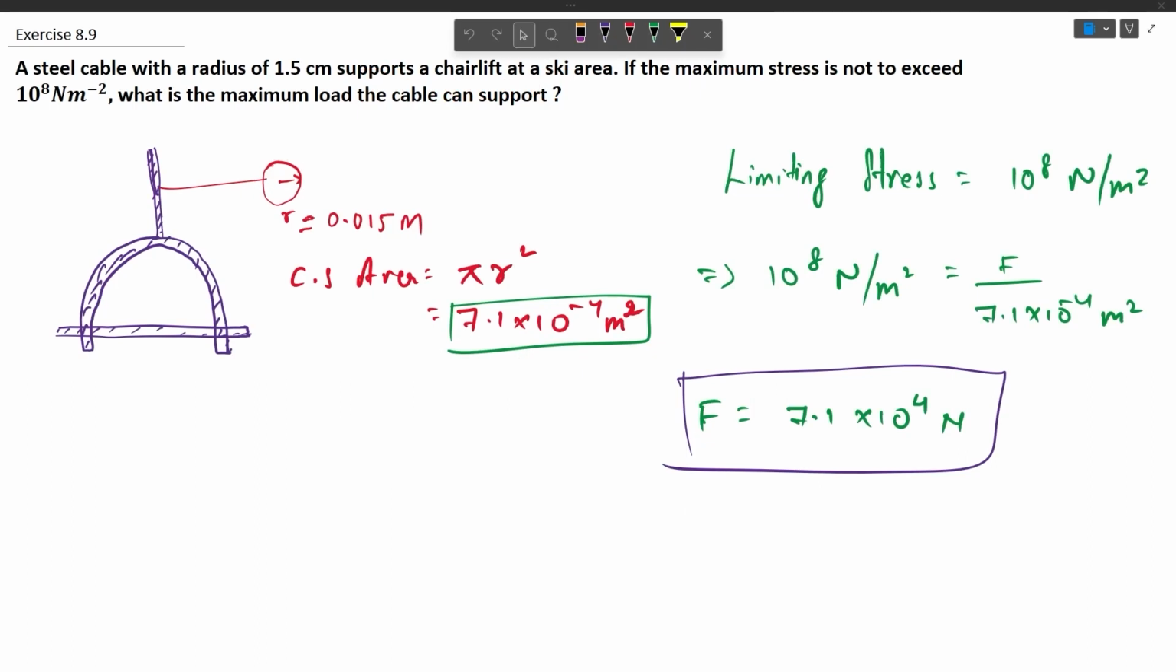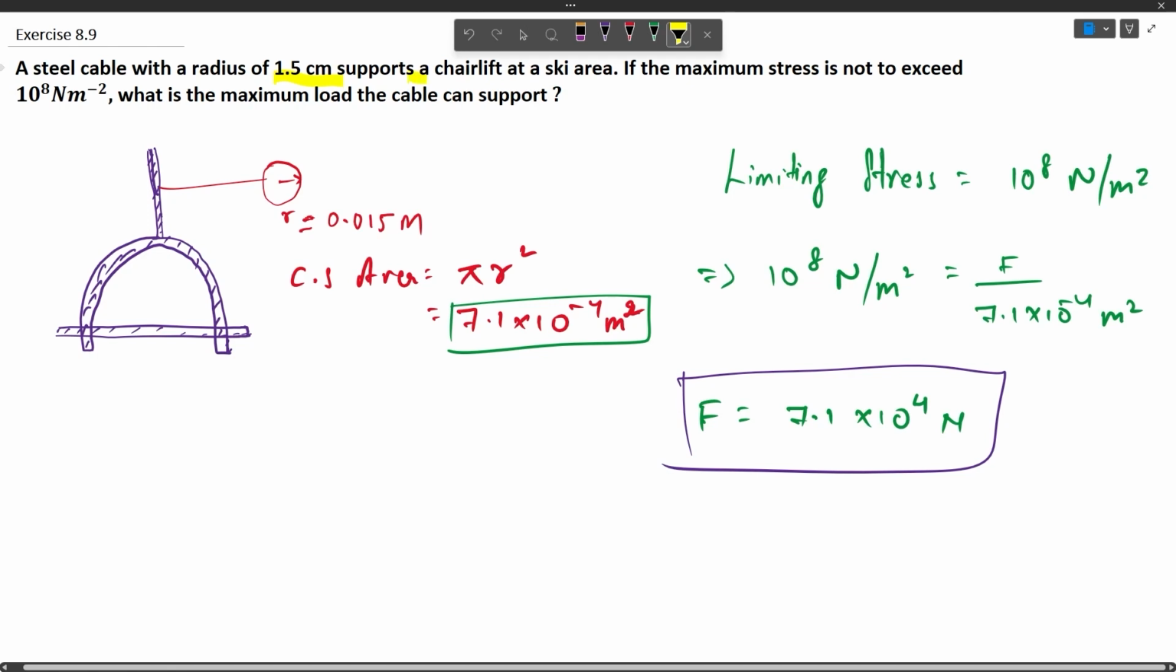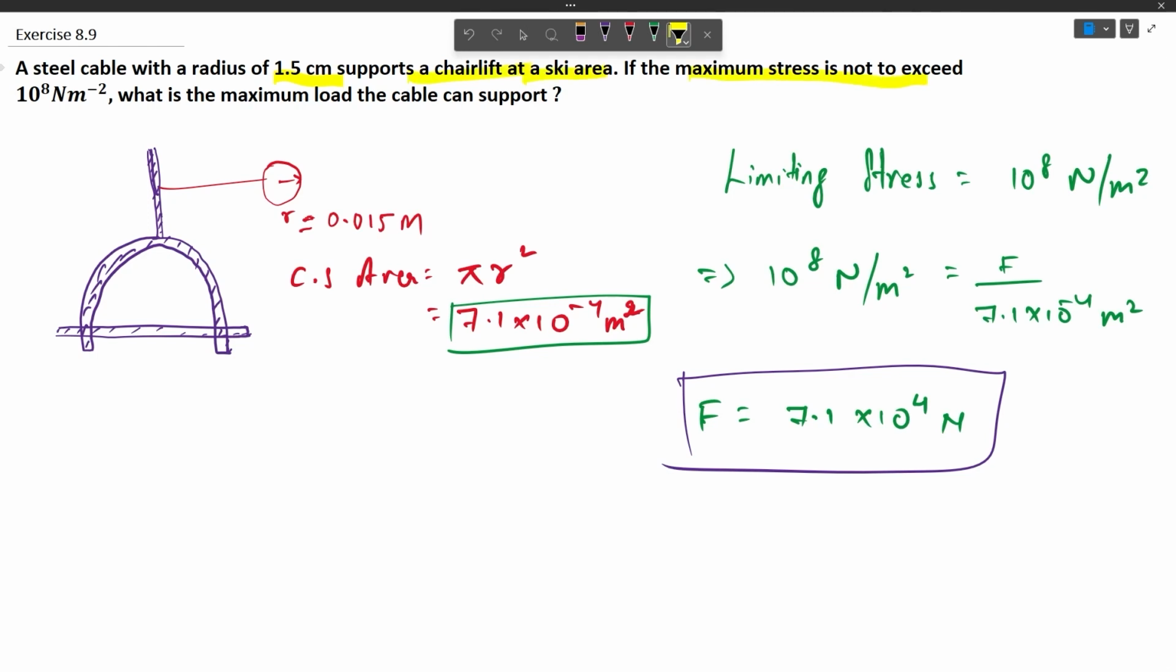The question says that a steel cable with a radius of 1.5 centimeters supports a chair lift at a ski area. If the maximum stress is not to exceed 10 raised to the power 8 Newton per meter square, what is the maximum load that the cable can support? So here we have been given the limiting stress value, that is 10 raised to the power 8 Newton per meter square, and we have to calculate the maximum load that the cable can carry given the cross section radius of the cable.